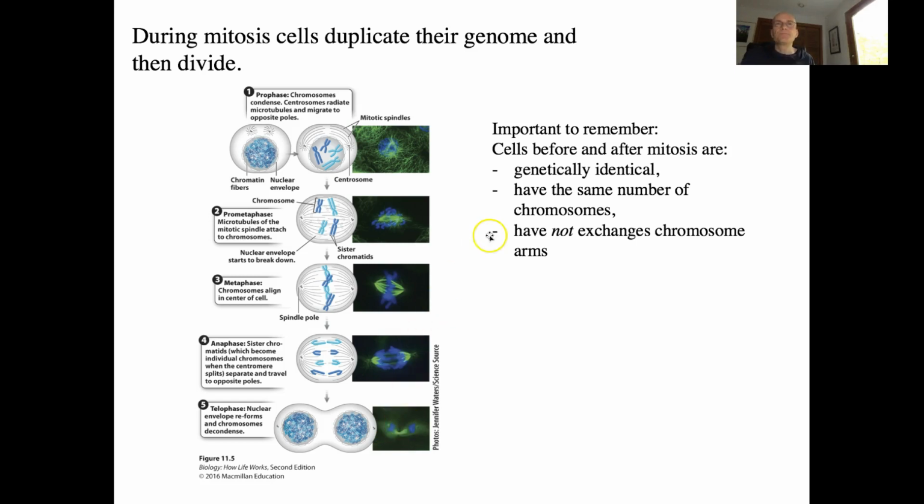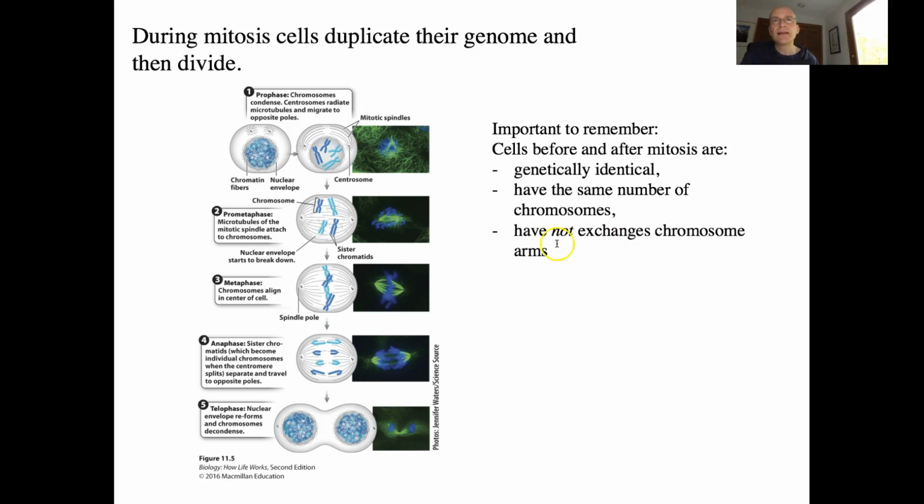So for the overview, I want to give you a few things to remember, and that is that cells before and after mitosis are completely genetically identical. They have the same number of chromosomes. So if you start with 46 chromosomes, at the end you also have 46 chromosomes, and they have not exchanged any chromosome arms or DNA or any kind of information. They're completely identical. So that is important, because if a cell just grows like a skin cell, it has to be identical to the two parent cells.